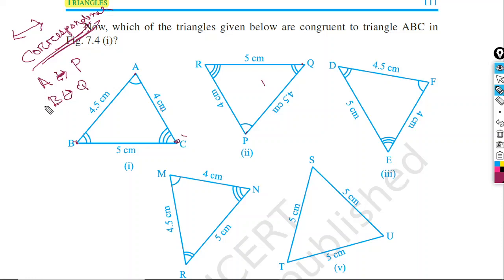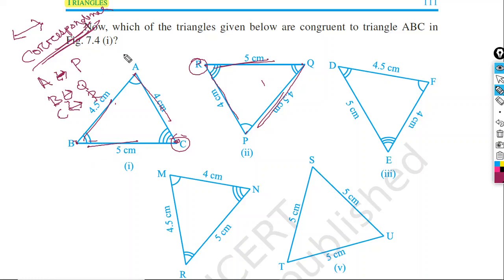Similarly, C is remaining here. C will correspond to R. Because angle A equals angle P, angle B equals angle Q, angle C equals angle R, and additionally AB is equal to PQ, AC equal to PR, and BC equal to QR. Therefore we can say all the corresponding parts are equal here.